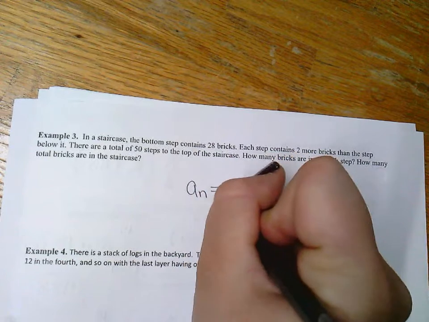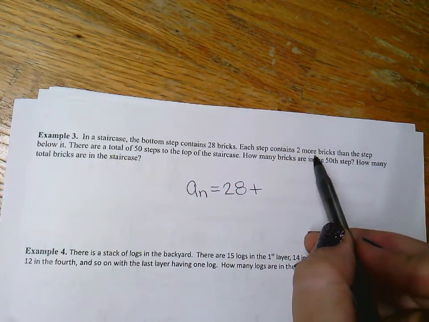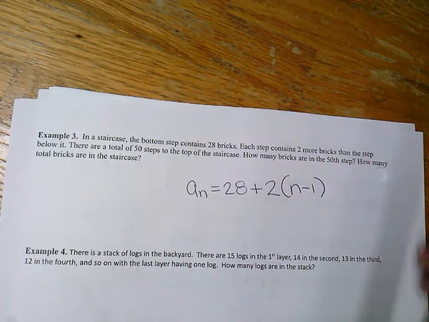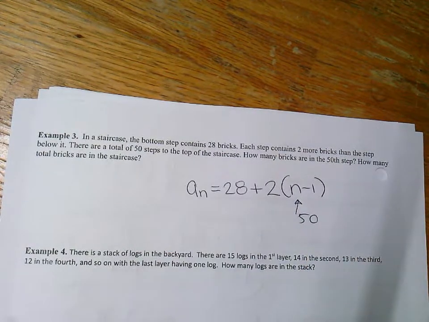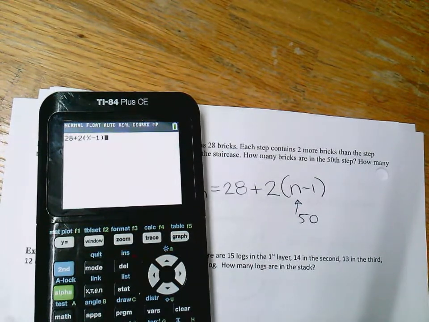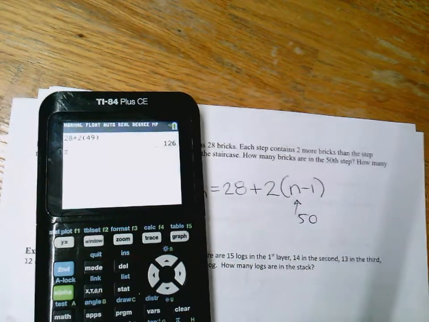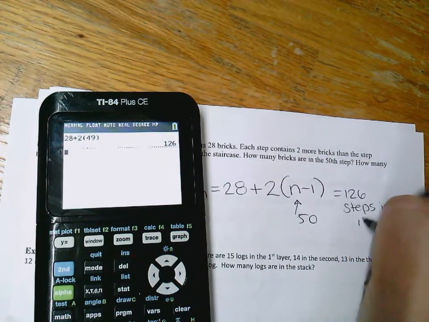A sub n, I'm starting at 28. Each step contains 2 more bricks, right? So that would be my formula. If I plug in 50, I should get how many bricks are in the 50th step. 28 plus 2. Oops, I'm plugging in 50. 28 plus 2 times 49, right? So 126 bricks in step number 50.